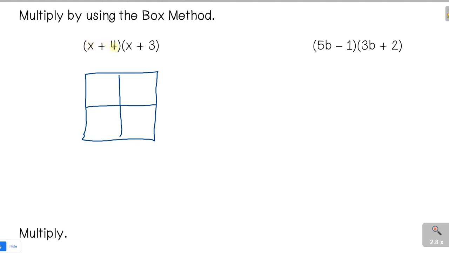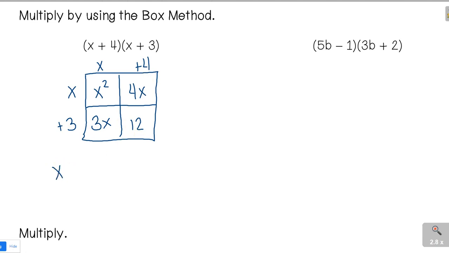So we have x plus 4, so x, and then a positive 4. X plus 3, so x, a positive 3. Now let's multiply. X times x gives you x squared. x times 4 is 4x. X times 3 is 3x. And then 4 times 3 is 12.